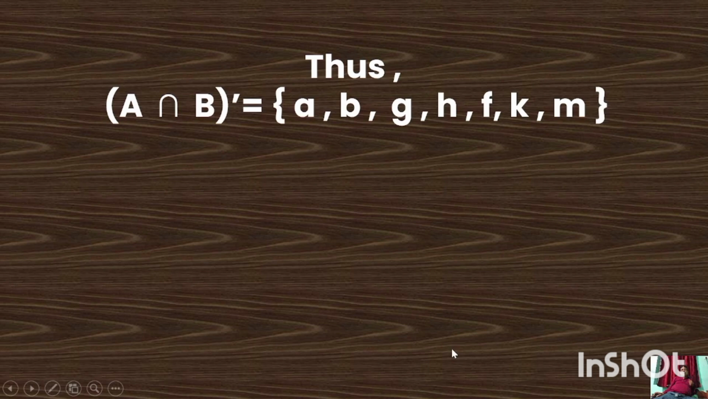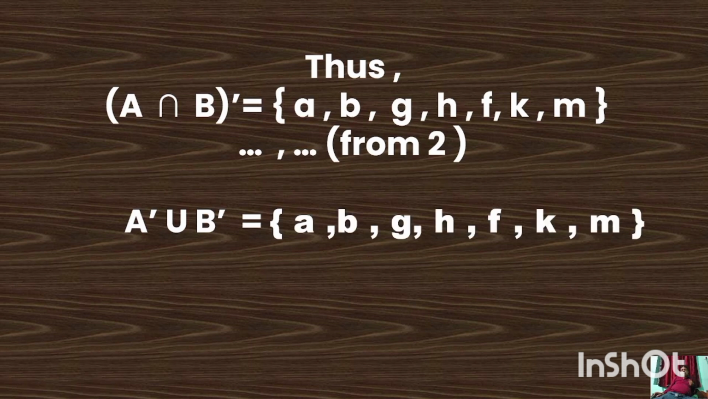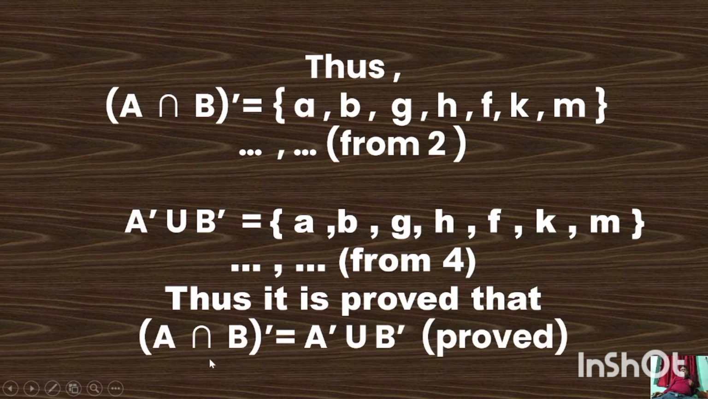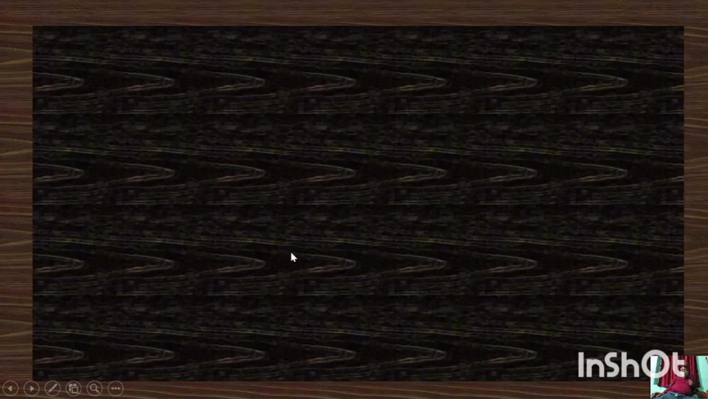Thus we get (A intersection B)' from equation 2, and A' union B' also from equation 4. In both cases, it is clearly understood that (A intersection B)' is equal to A' union B'. Thus, (A intersection B)' is equal to A' union B'. This is the proof of De Morgan's law by giving examples, using the simplest, lucid methods, and you can prove the properties of set theory using examples also.